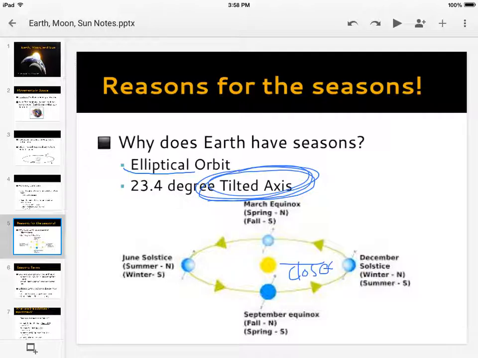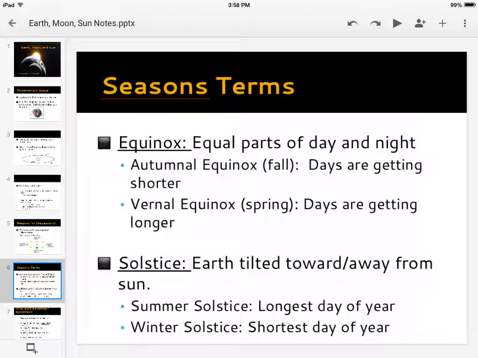So that doesn't make any sense, right? You would think that if you're closer to the sun, you'd be warmer. Well, it all has to do with sunlight, and it has to do with how direct the sunlight is. So we've got a couple terms here. We've got equinox, and that means that there's equal parts day and night.